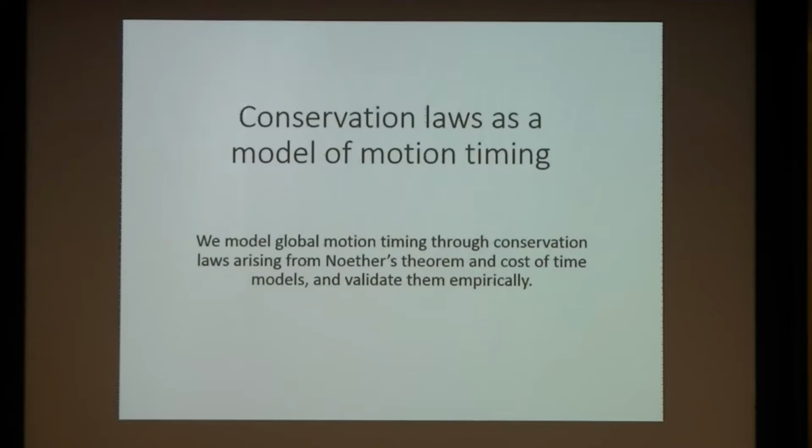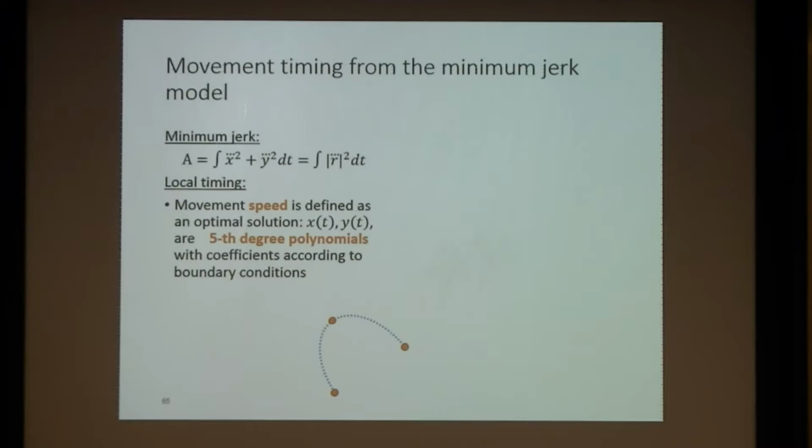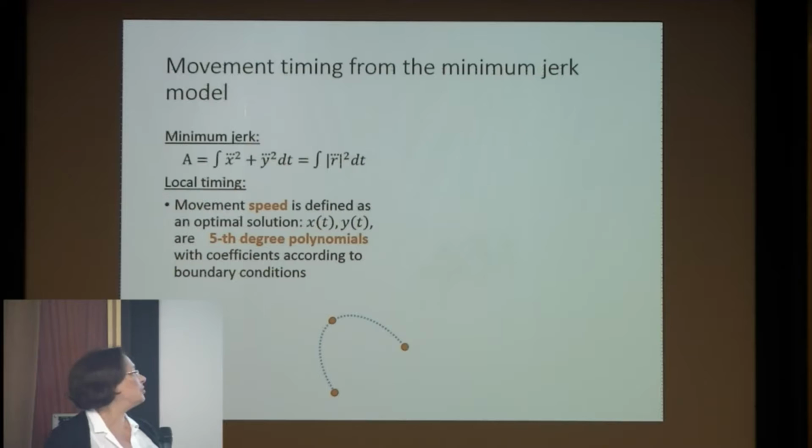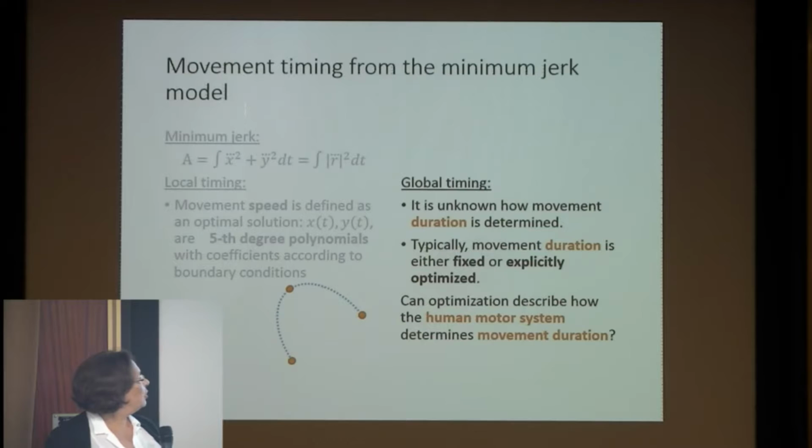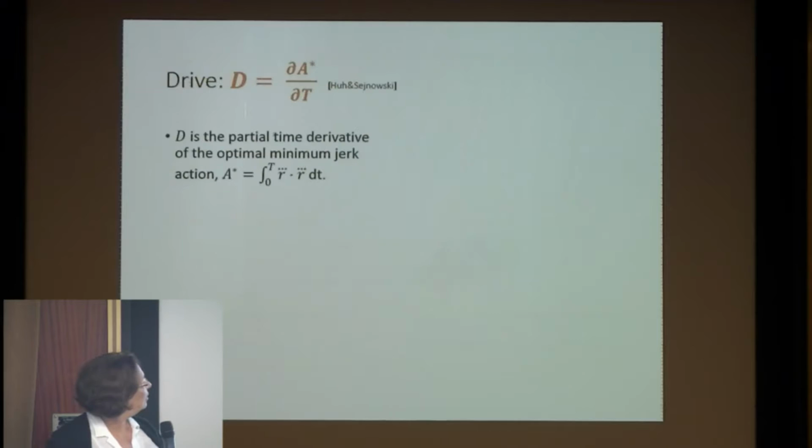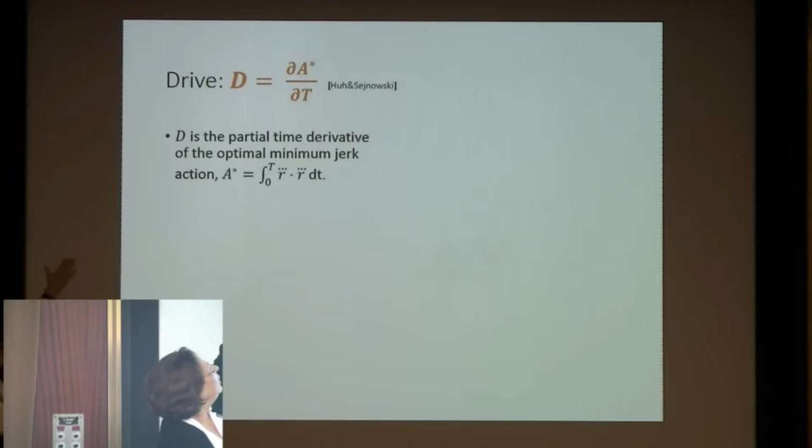Okay? Now, another thing that we wanted to ask is, how do you select total duration? There is a recent paper by Sitnowski that talked about Noether's law. Noether's laws are laws that talk about conservation under different symmetries. What they say is, if you minimize jerk, for example, and you want a trajectory that is invariant under translation, rotation, and scaling, you can find out what the duration is, that's the paper. Basically, the idea is that if you have a total cost for the entire plan, you can define a constant that's called drive.